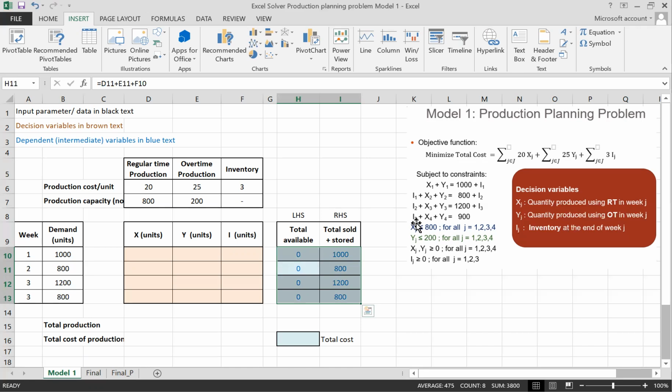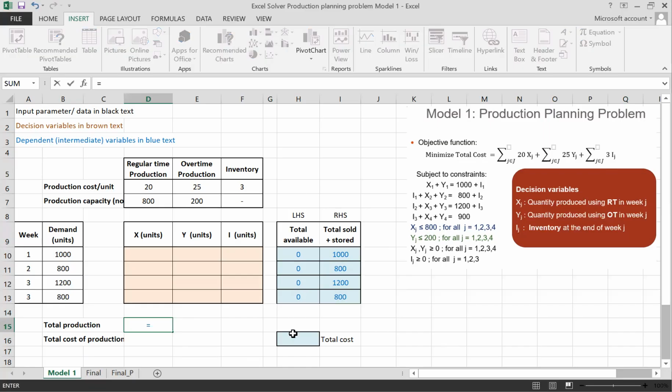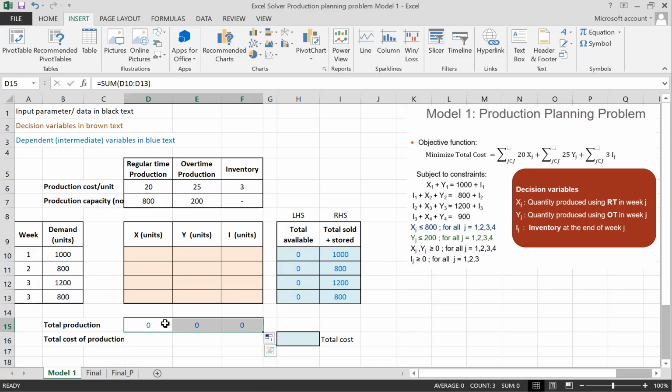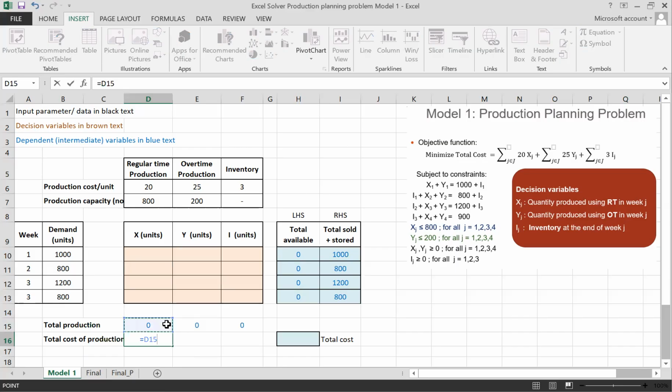Now we still need the objective function. First of all, if we want, we can write the entire formula in this cell itself directly. But to make things easier, let's see how much we are producing in total using regular time in the 4 weeks, which is the formula here. Similarly, this is total using overtime production. And the third total is total inventory in 4 weeks. When we know these total quantities, then it is easy to calculate the total cost of regular time production, which is the total regular time production multiplied by per unit cost, which is 20 rupees.